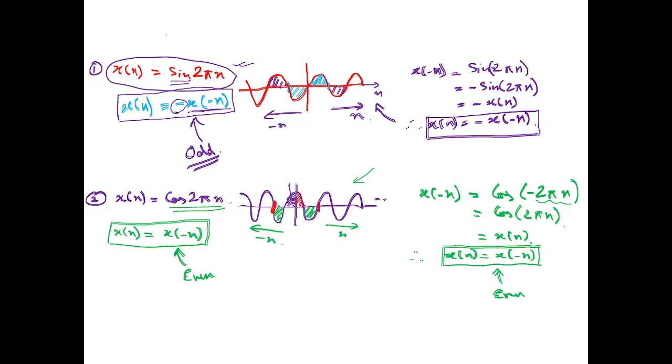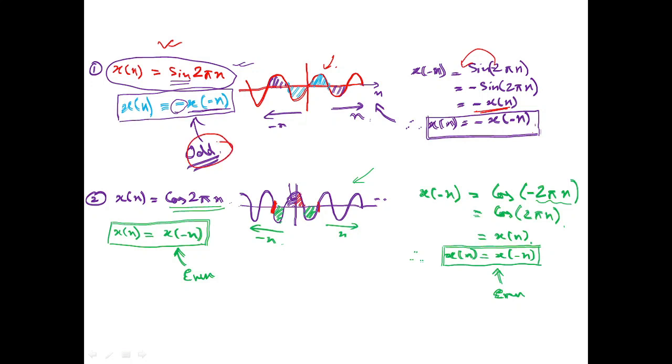Anyway, so the first example is x[n] equals sine of 2πn. I just showed you, it will be something like that. So here we have x[n] equals sine of minus 2πn, which is equal to minus sine of 2πn, so minus of x[n]. So we have x[n] equals minus of x[n].